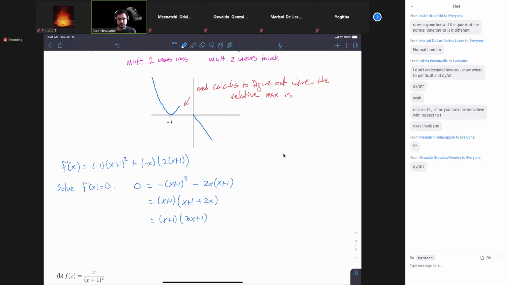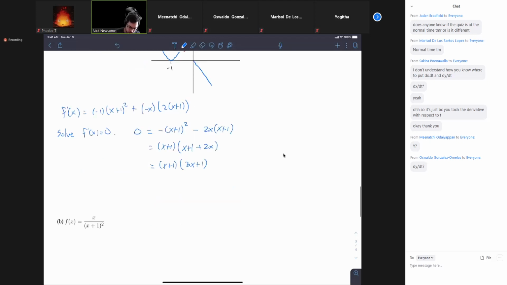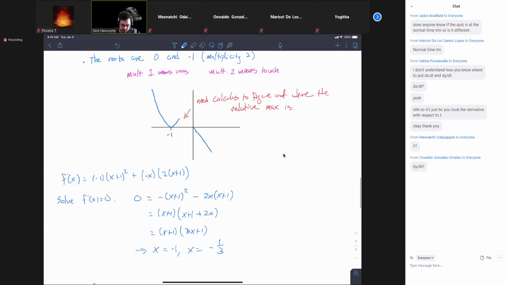All right, do some algebra. Zero product property tells me that x should be either minus 1 or minus 1/3. I already have my minus 1 on my graph. I knew that from before, right, because it was a root. But now I know exactly where the top of the hump is going to be. Top of the mountain is going to be at x equals minus 1/3.